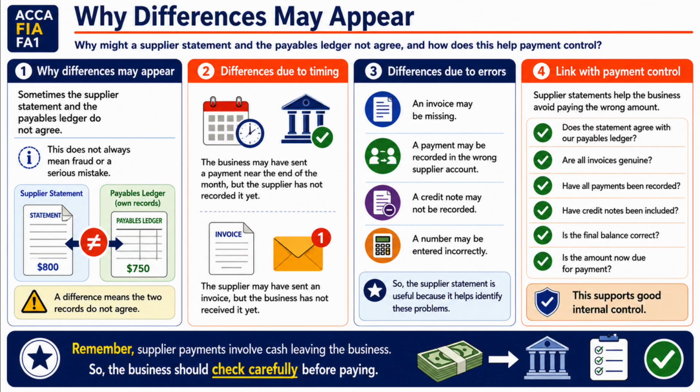Link with payment control. Supplier statements help the business avoid paying the wrong amount. Before making a payment, the business can check: Does the statement agree with our payables ledger? Are all invoices genuine? Have all payments been recorded? Have credit notes been included? Is the final balance correct? Is the amount now due for payment? This supports good internal control. Remember, supplier payments involve cash leaving the business, so the business should check carefully before paying.